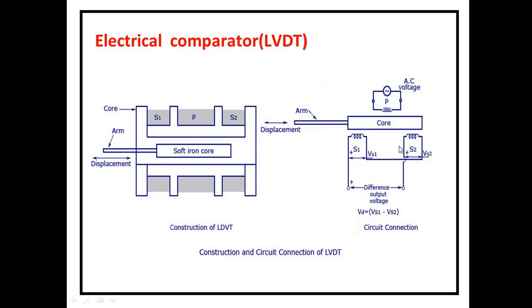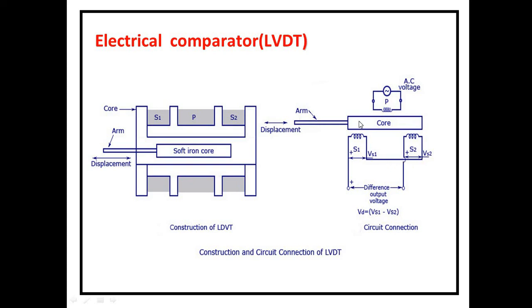Since both turns are equal, both are at the same distance from the core, that's why the same amount of voltage is induced in both these coils. So in this case Vs1 is equal to Vs2. So when the standard component is placed here, remember, the difference between Vs1 and Vs2 is 0.